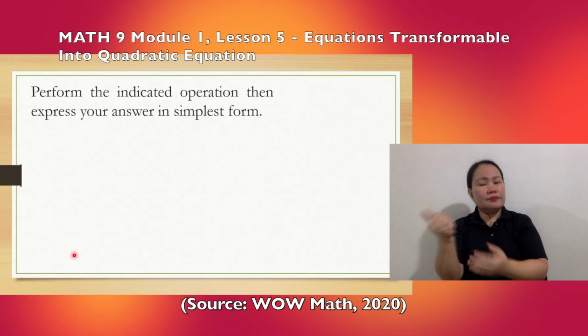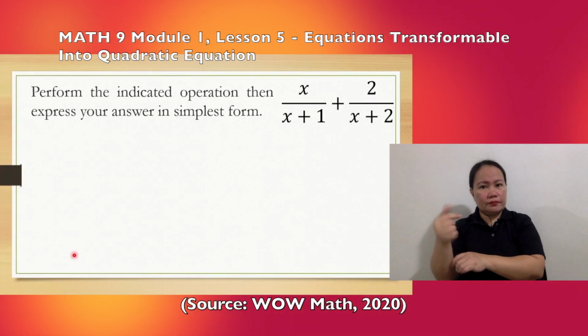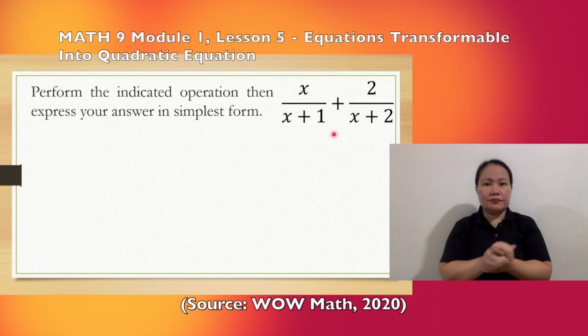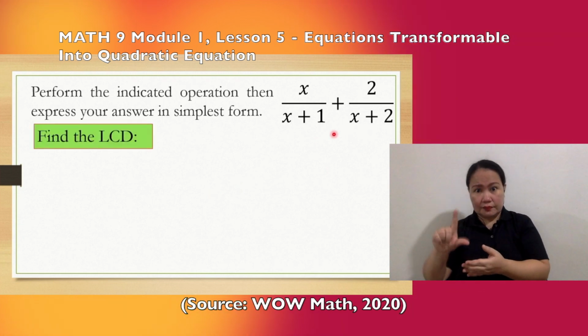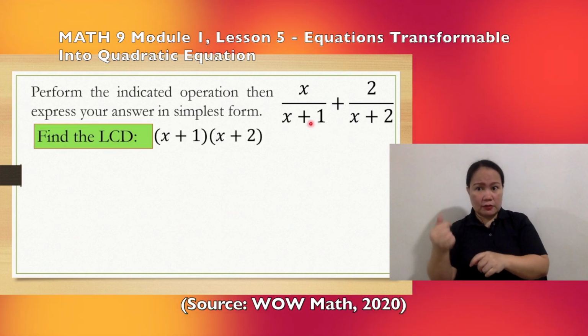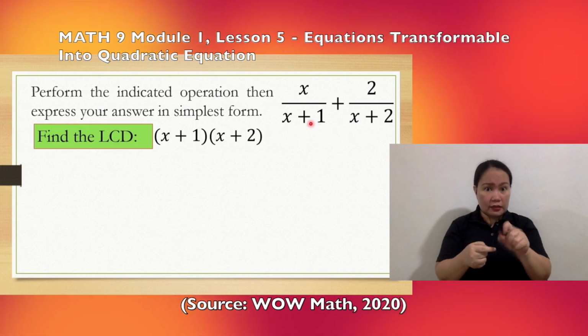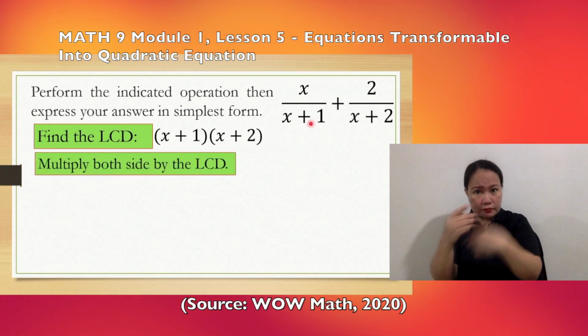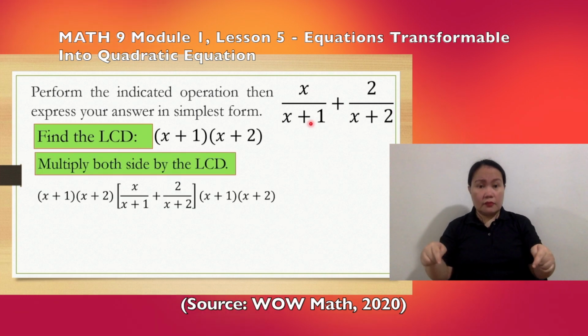Another example, we have x over x plus 1 plus 2 over x plus 2. Again, kunin natin ulit yung LCD. So, ano yung LCD dito? That is x plus 1 and x plus 2. After that, multiply both sides by the LCD.